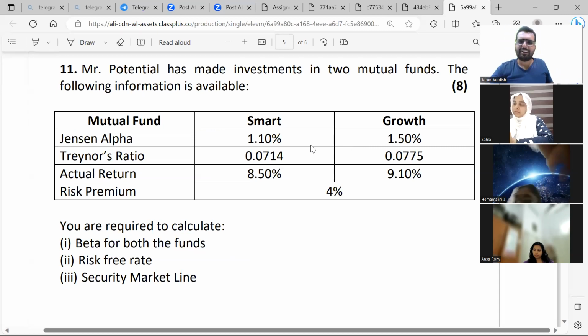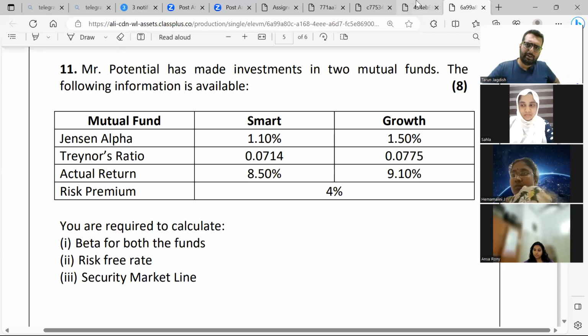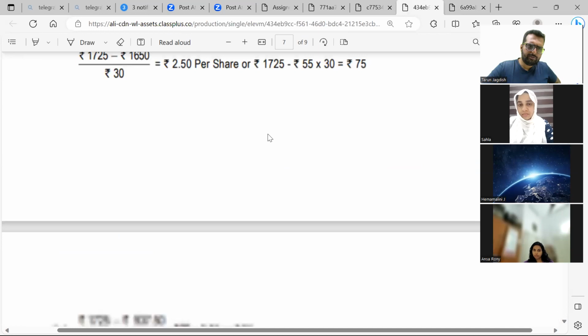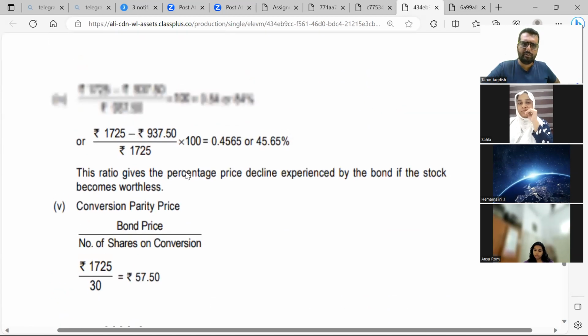I'm getting tired, friends, correcting one paper. Imagine the price of the valuer. Excuse me, sir. Yes. Sir, can I get the answer of the fifth part of the 10th question? Okay, 1 minute. The conversion part. The answer is 57.5. Okay, sir. Thank you.